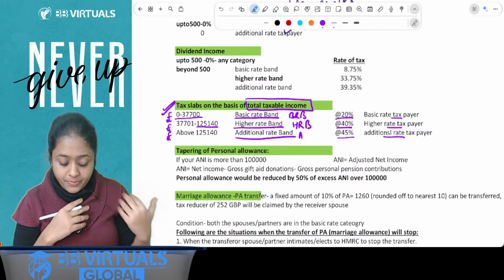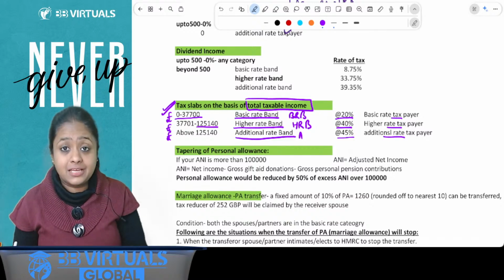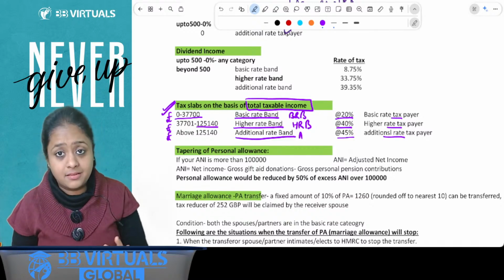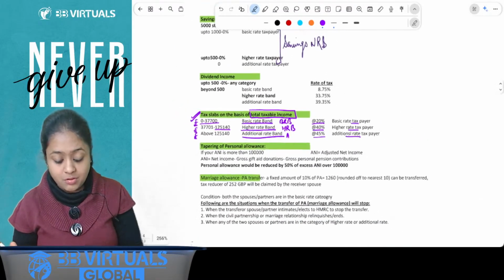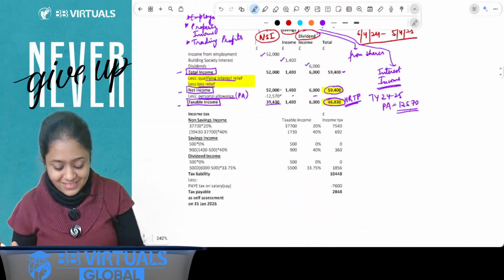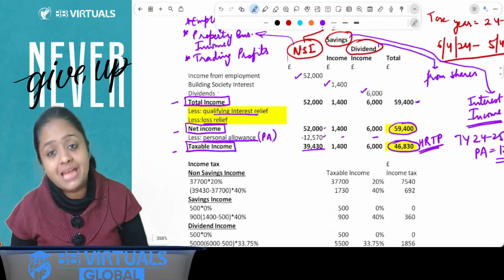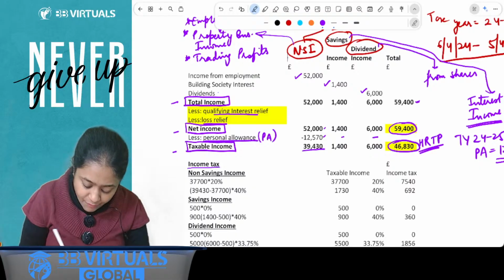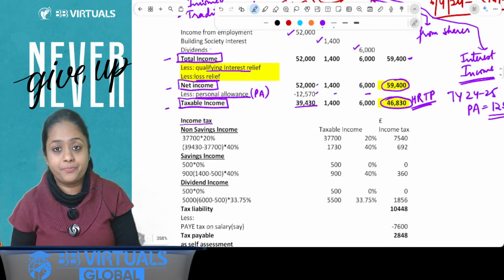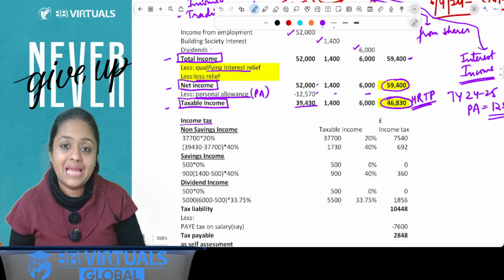Okay. Now, the next thing, let's start taxing. I'll tell you the rules one by one, but don't go off the focus. Now, let's start taxing. When we calculate the tax liability, the pro forma is going to be like this. Now how do we tax it?